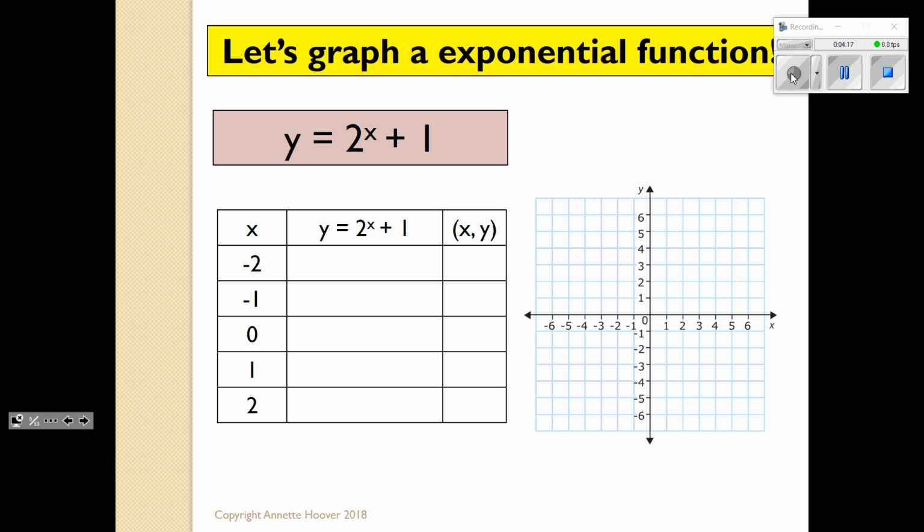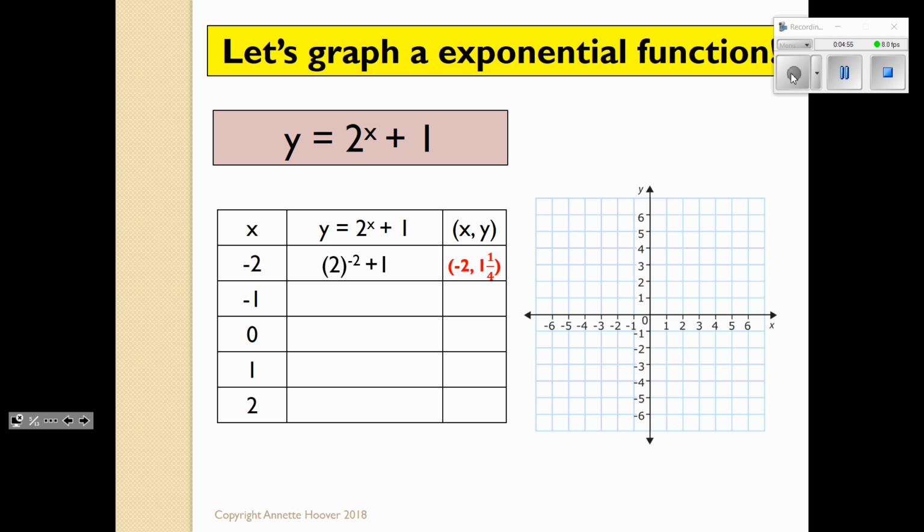This time we're plugging in the number to the exponent. Now, if you remember our lesson on negative exponents, when you have a negative exponent, we have to move it downstairs. So right now we have 2 to the -2 power. We have to move it downstairs into the denominator to take away the negative. So we have 1 over 2 squared, and 2 squared is 4, so that would make it 1/4. So this is 1/4 plus 1, and 1/4 plus 1 is 1 and 1/4. So our new ordered pair is -2, 1 and 1/4.